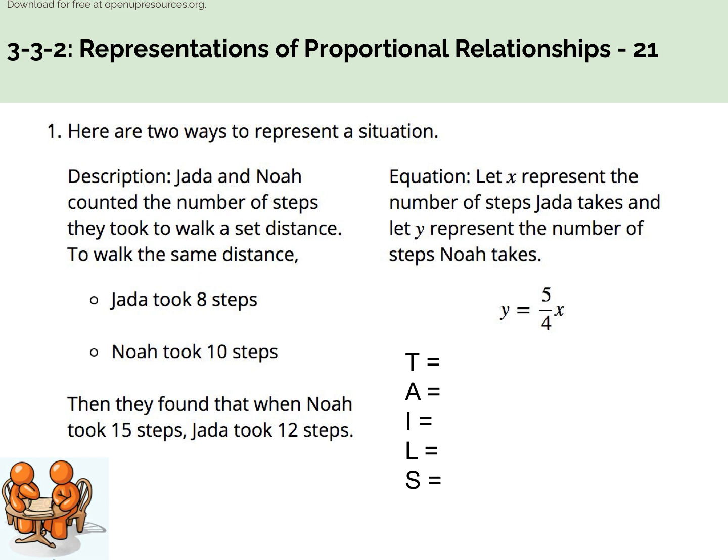And it says, number 1, here are 2 ways to represent a situation. Jada and Noah counted the number of steps they took to walk a set distance. Jada took 8 steps and Noah took 10 steps. And they found out that after Noah took 15 steps, Jada took 12 steps. So notice how we have all this information here. This is one way of looking at it. And then they also say, let x represent the number of steps, and they have this equation here. So eventually we want to graph this situation.